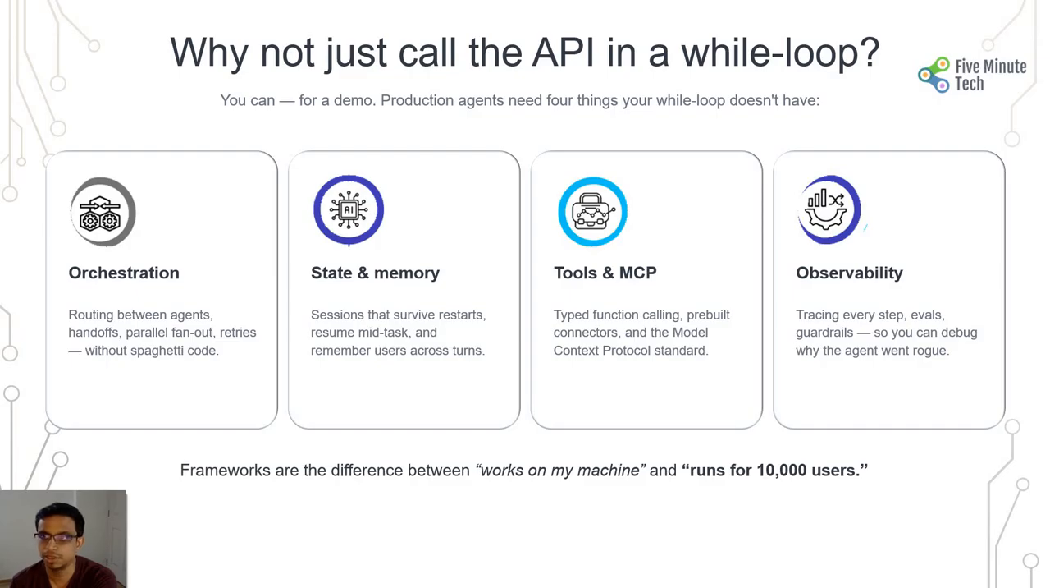And then we have the observability: tracing every step, evals, and guardrails, which are required so that you can debug why the agent didn't do a particular task correctly, where it went wrong, and how to prevent that in the future. Now, frameworks are the difference between works on my machine and runs for 10,000 users, similar to what we have in our deployment scenario. We use Docker, so we don't say it works on my machine but doesn't work there. This is how the framework would support the agentic system. So these are the basics around that.